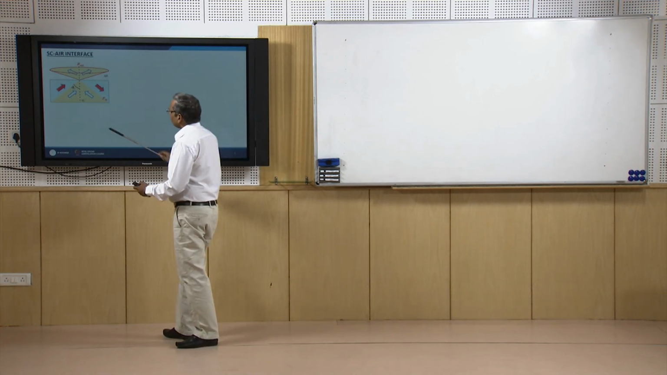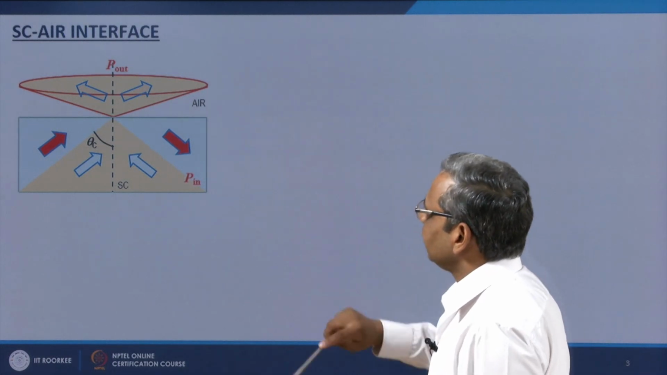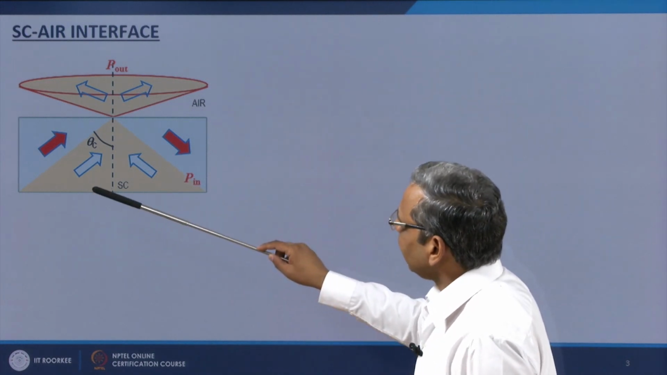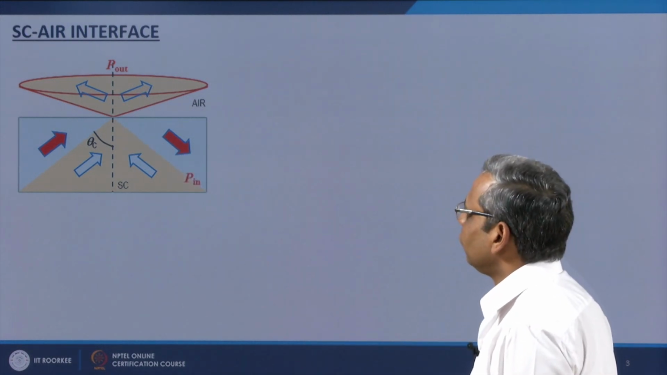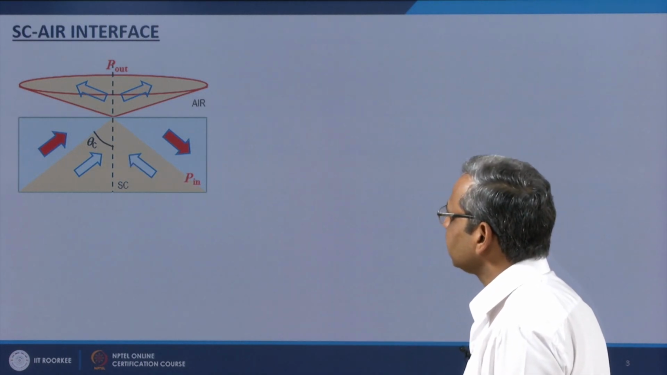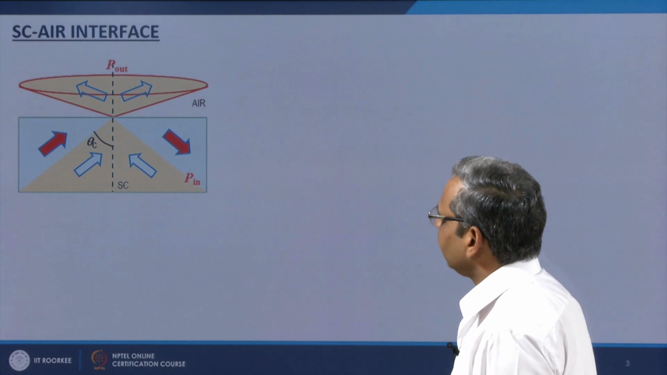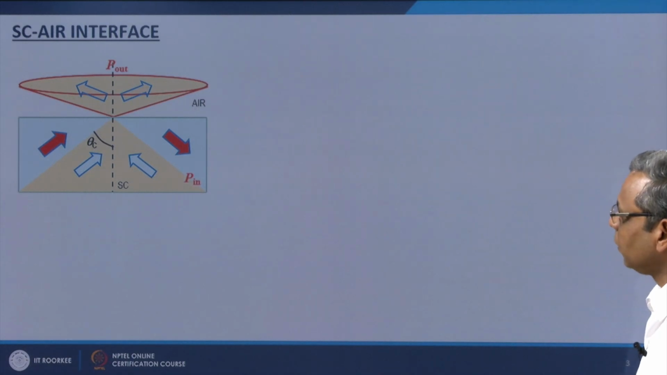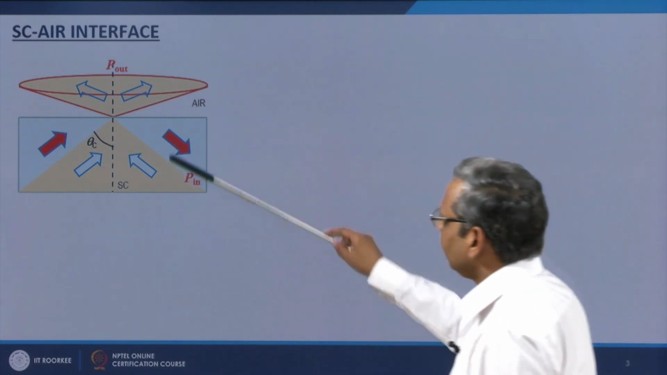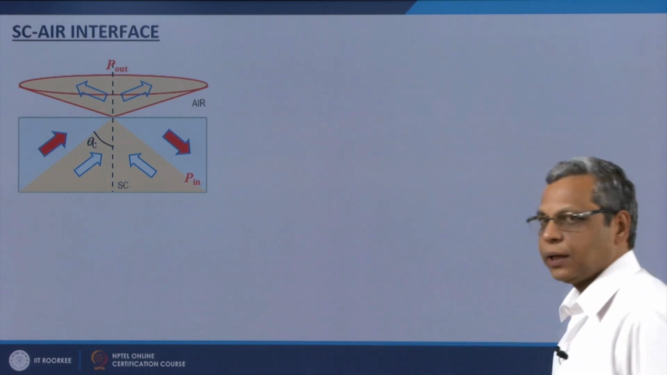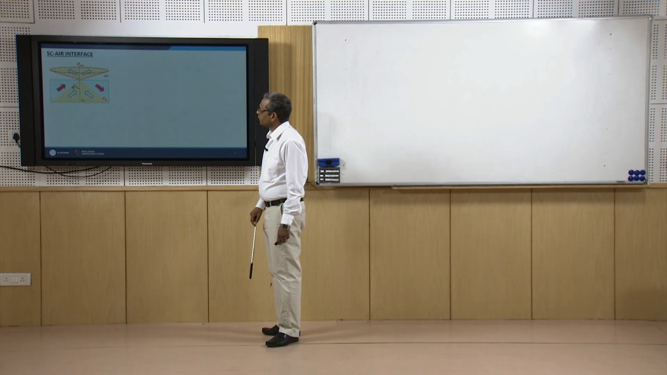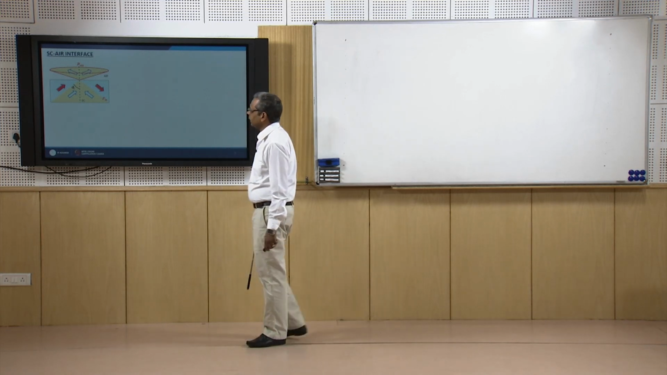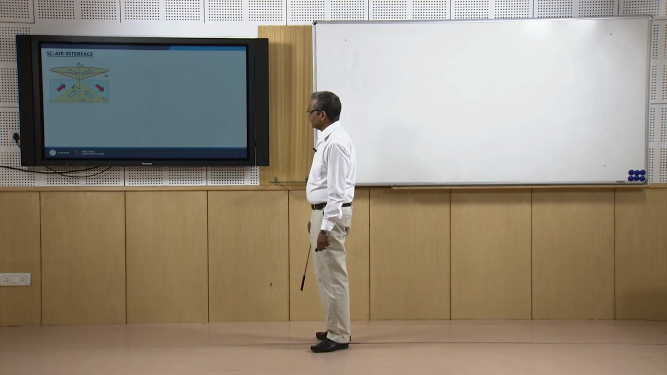So, if light at all angles is incident at this interface, then only light in this cone, which has semi-vertical angle theta c, where theta c is the critical angle, will be refracted and come out of this block. The rest of the light will be totally internally reflected and will come back into the semiconductor material, and this contributes towards the finite external quantum efficiency of an LED.